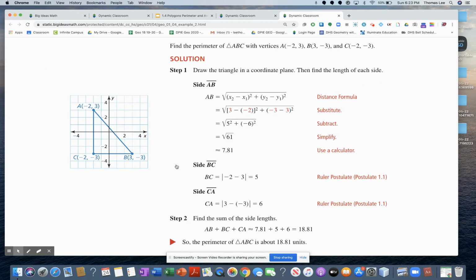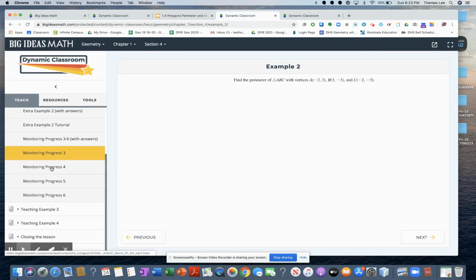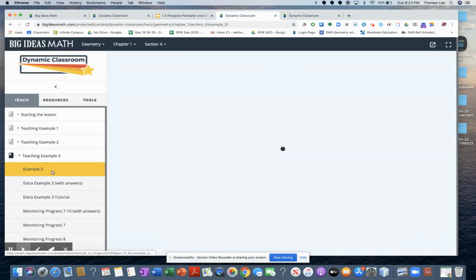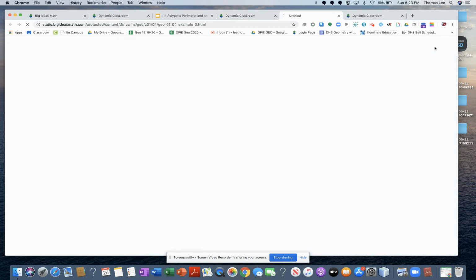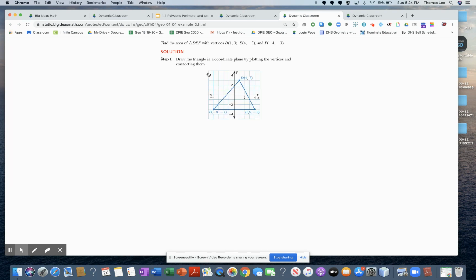Okay, let's go to another example. All right, so now that was so much fun. Let's make it a little bit more complex. Let's calculate the area. And I'm sorry this is so tiny, but hopefully you can see this. Can I make it bigger? No. Okay, well, let's find the area of triangle DEF, with vertices D, E, F, and they give you the coordinates. So step one is draw the triangle in the coordinate plane, plot the vertices, and connect them.